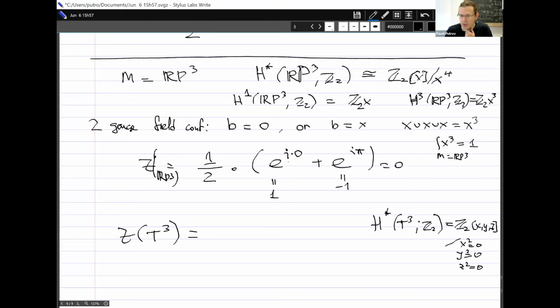There's a question. Sorry, M is a slice of space-time here, or the space-time? Yes, it's space-time. Yeah, M is the full space-time. And yeah, we'll talk about the spatial slice, which will be d minus one dimensional, a bit later.